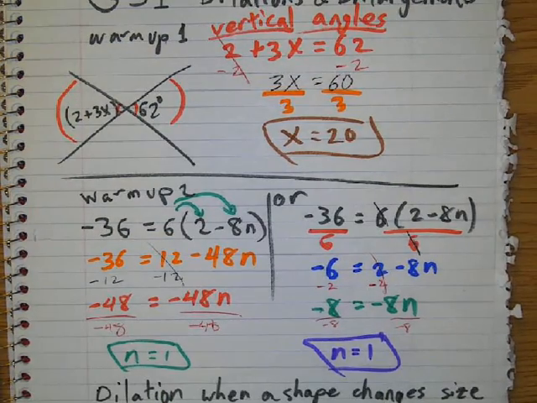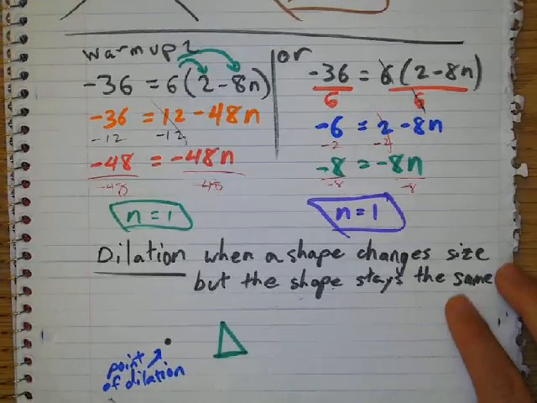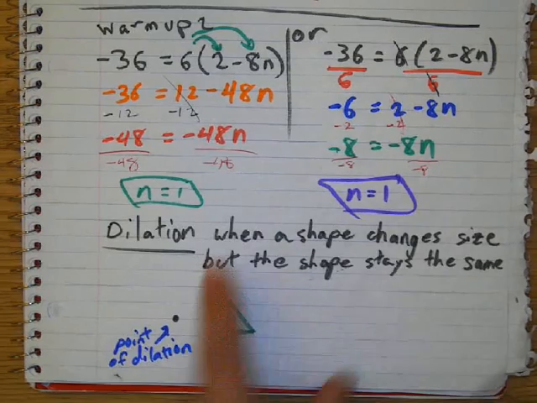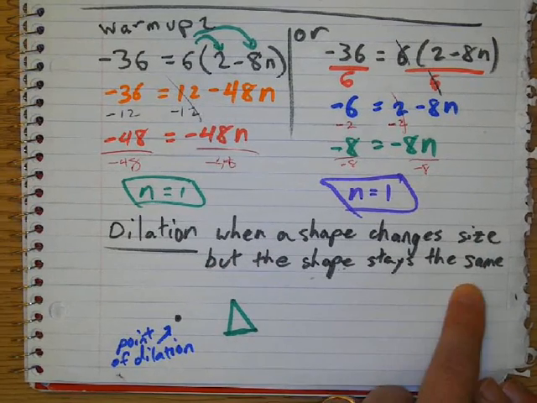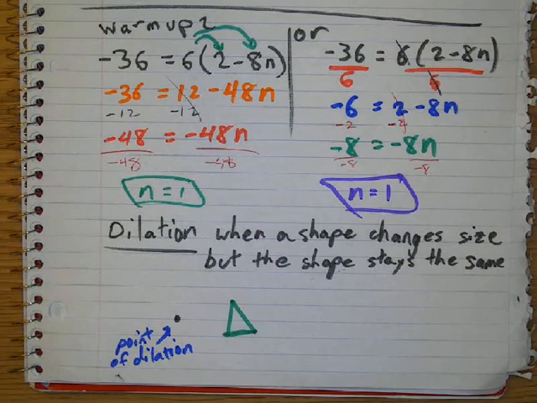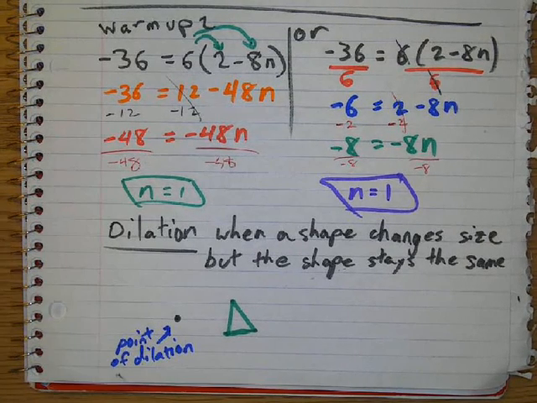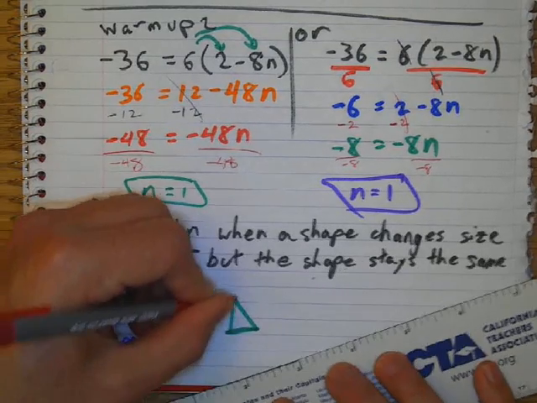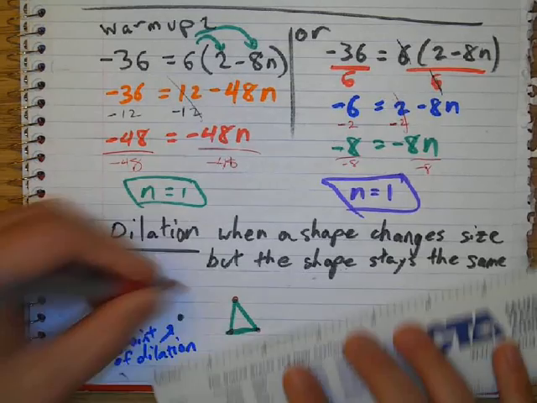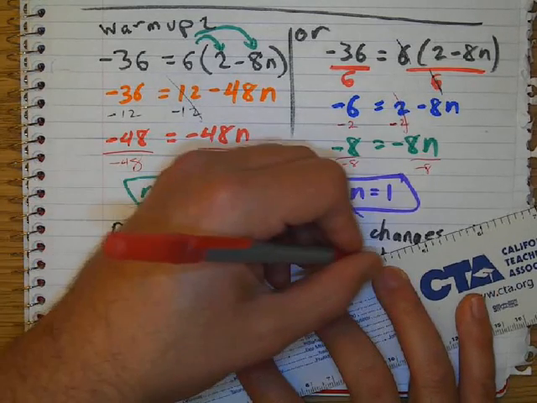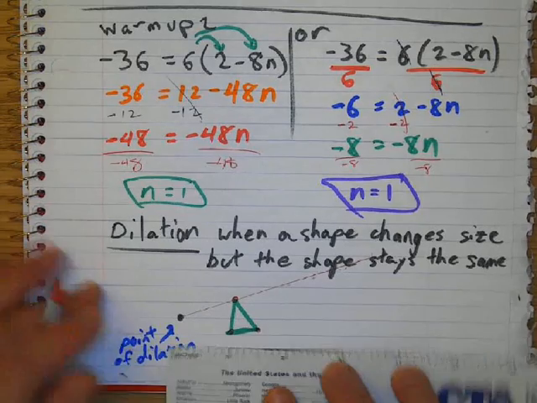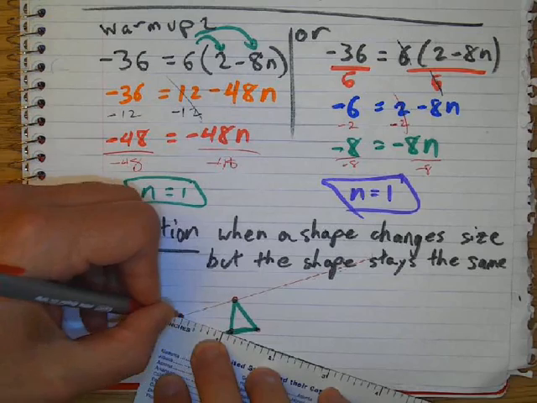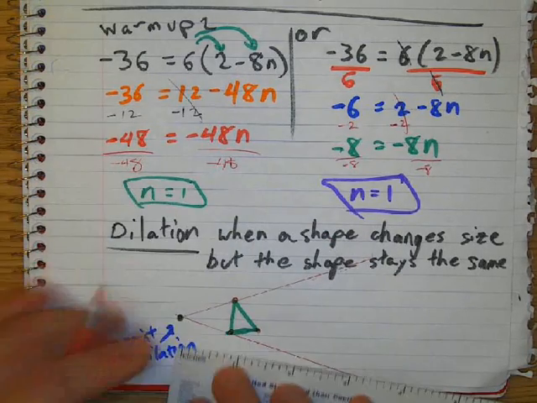Okay, so now we're going to do a dilation. I'm going to show you how dilations work. So a dilation is when a shape changes size, but the shape stays the same. So when you've got a dilation, you can have a point of dilation. And what I'm going to do is draw some lines through each of the points on this triangle. I'm going to very lightly draw these lines, and they go through the corners, the points of the triangle. I'm going to go through that point there.